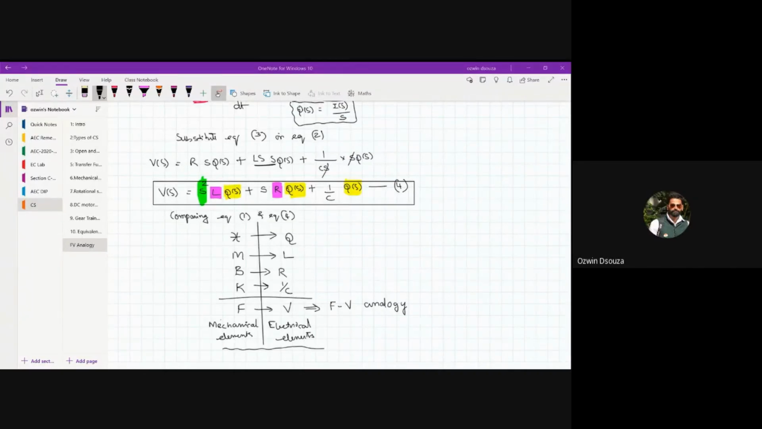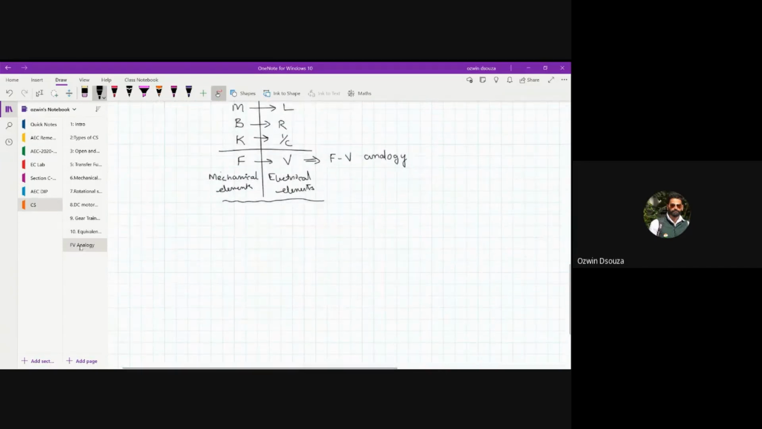So now let us look at the force current analogy. F-I analogy. Now, for F-I analogy, the mathematical equation for the mechanical system remains the same, right? Because we are not going to change the forcing function. The forcing function is still f of t. So let me just rewrite.